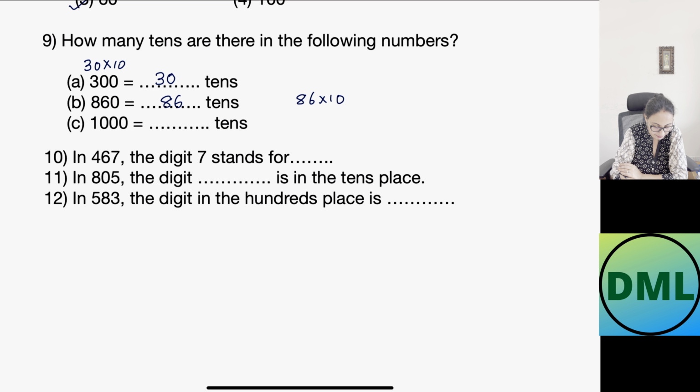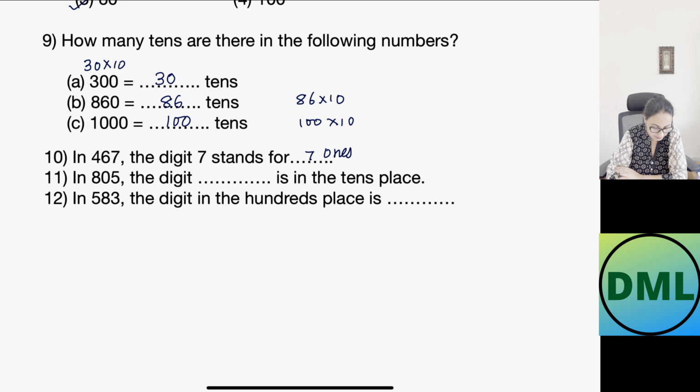Let's see the third part here. 1000. 1000 is dash tens. I have to separate 10. This will be written as 100 multiplied by 10. This 10 is tens. My number will be 100 only. This will be written as 100 tens. Let's see the next part here. In 467, the digit 7 stands for. Which is that digit? The digit 7 is at ones place. So the digit 7 stands for 7 ones. That will be your answer.